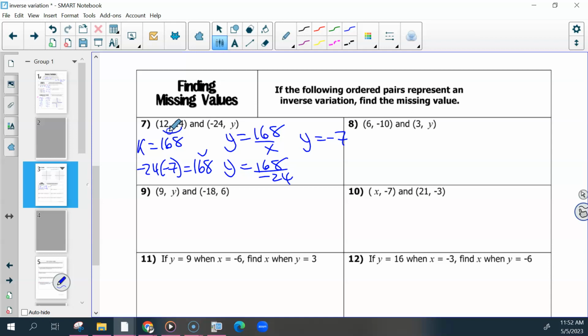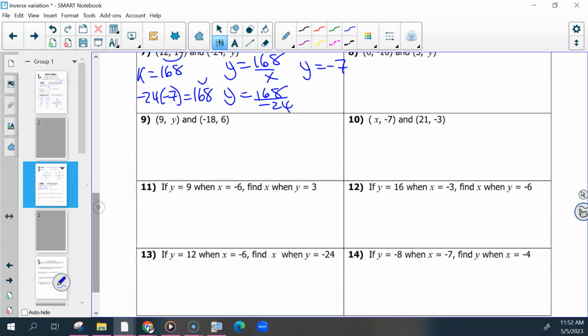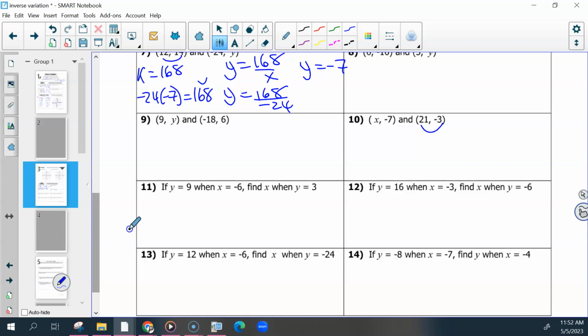What questions do we have on that process? Let's do 10. So in this one, the first set of ordered pairs, you're missing a variable, so do the second pair instead. Multiply those, tell me what you get. -63. Write that into your equation.